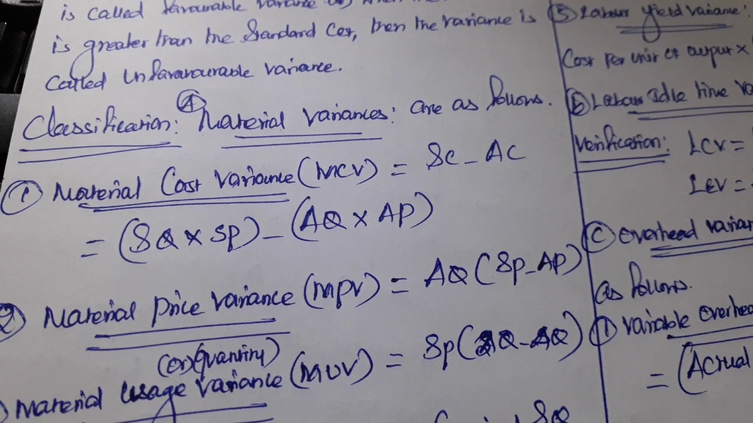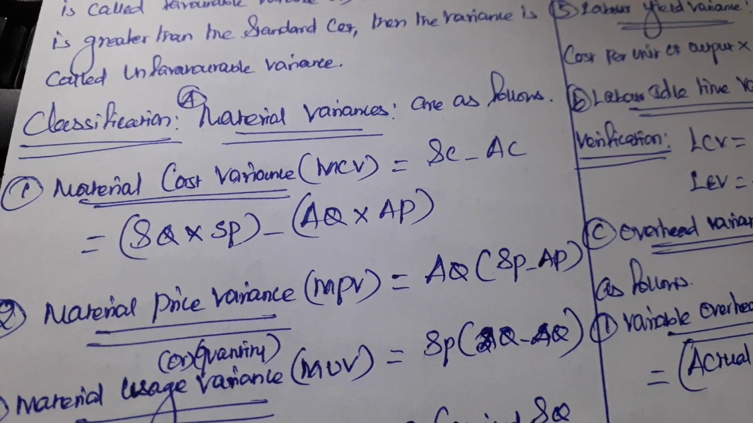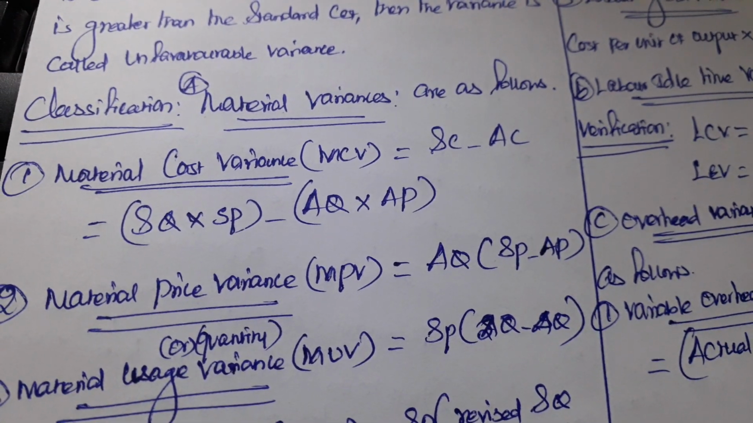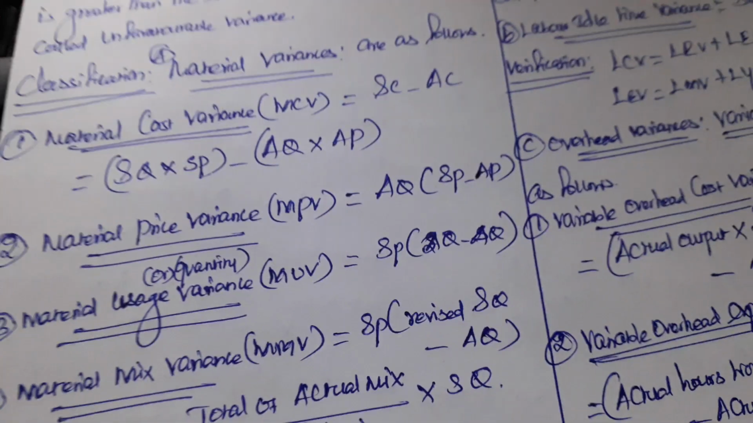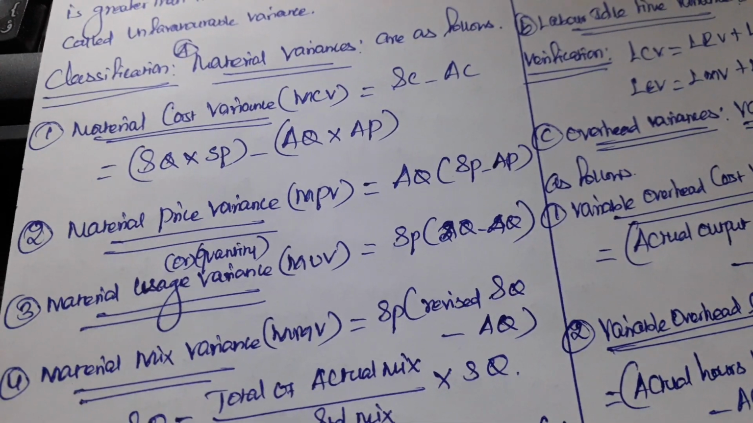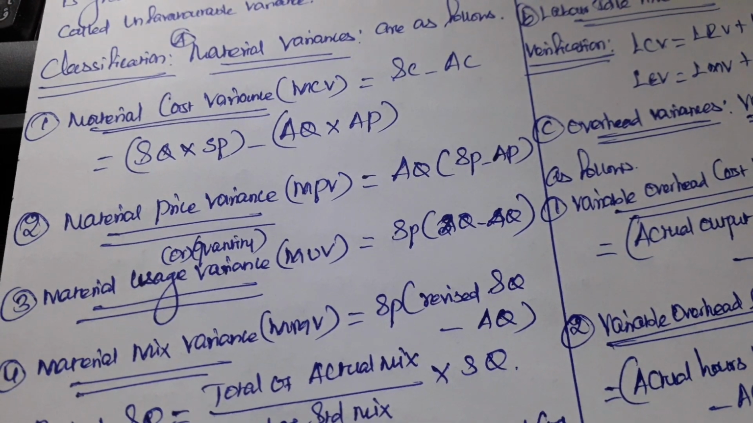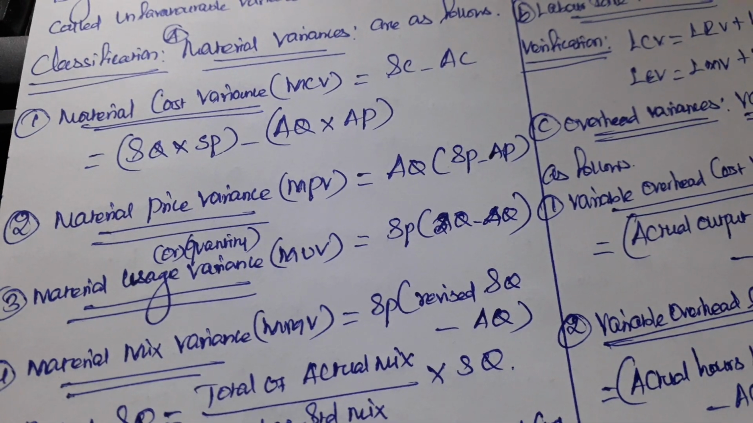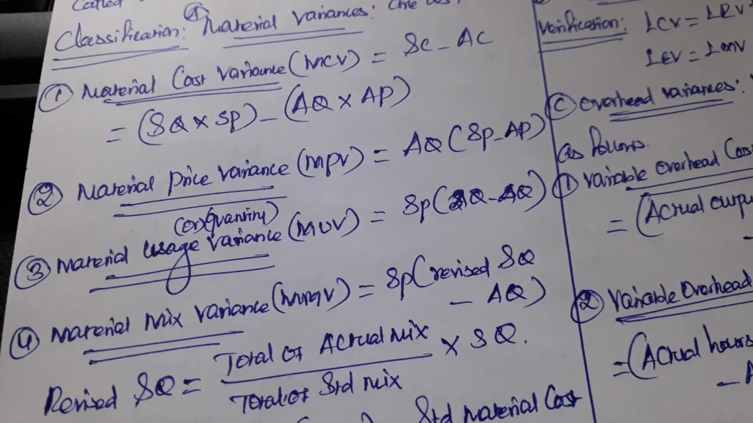SQ denotes the standard quantity, SP denotes the standard price, AQ the actual quantity, and AP the actual price. Next is material price variance. Material price variance equals AQ into SP minus AP, actual quantity into standard price minus the actual price.